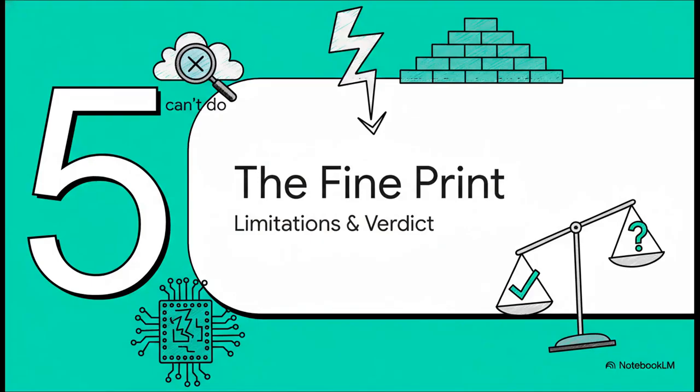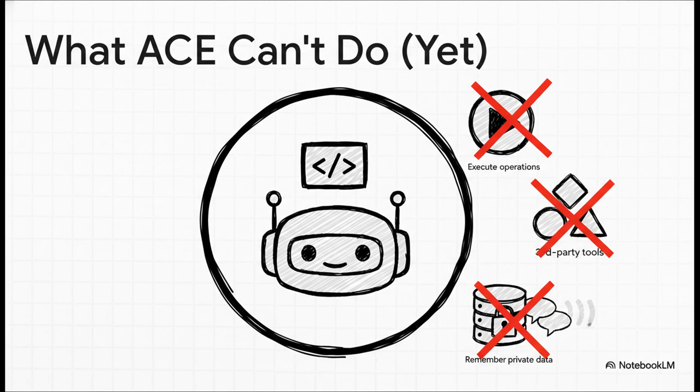So, we've talked about all the cool stuff ACE can do. But to give you a fair picture, we have to be real about what it can't do. At least, not yet. So let's look at the limitations, and then we'll get to a final verdict. Yeah, it's really important to know where the guardrails are.